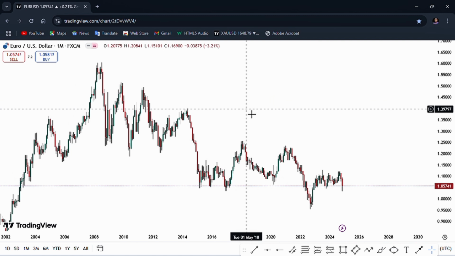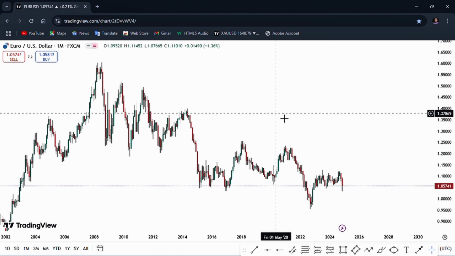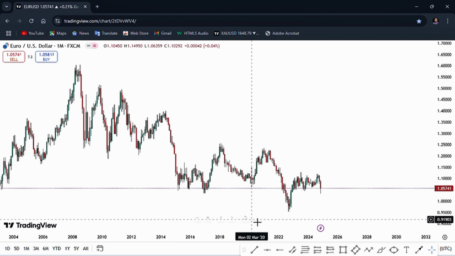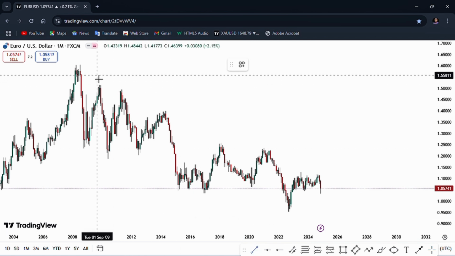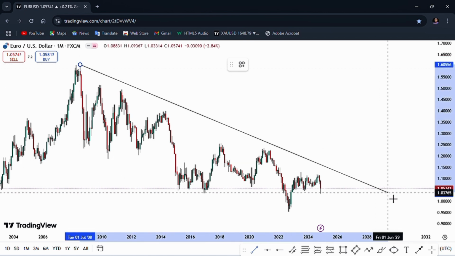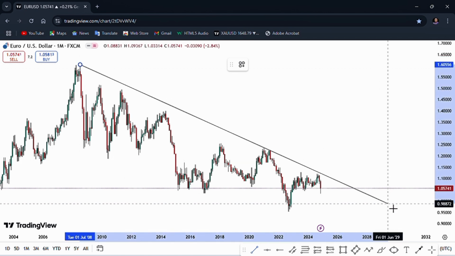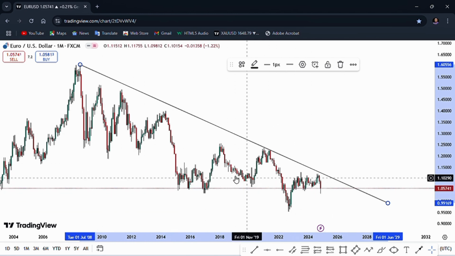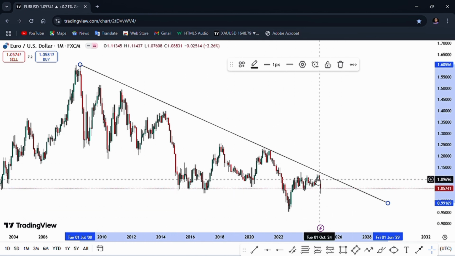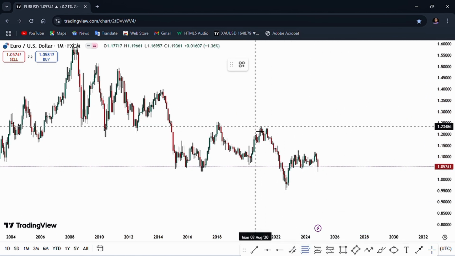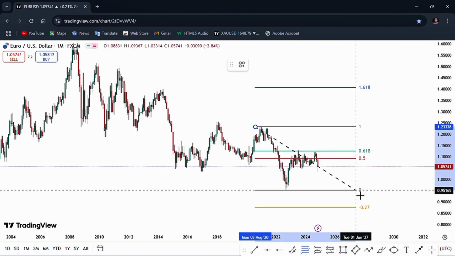Looking at Euro USD from a monthly time frame perspective, you will see that this particular pair is on a downtrend. And you all know the characteristics of a downtrend. It keeps making lower highs and lower lows. And if we should draw our trend line like so, you will see that this chart is still trading below this trend line.